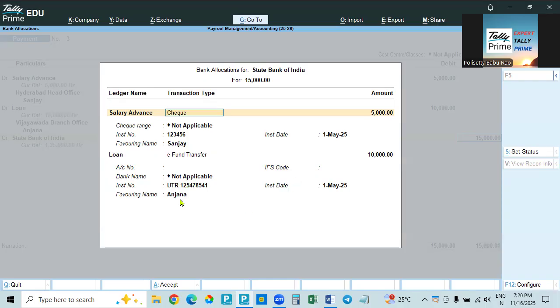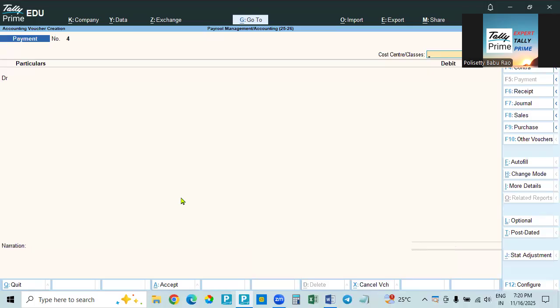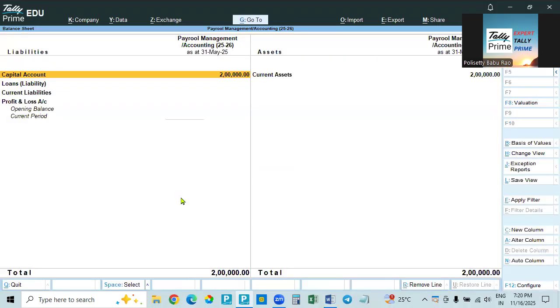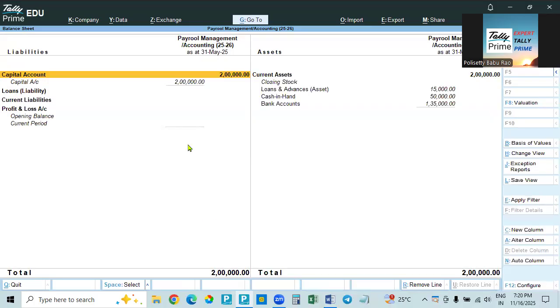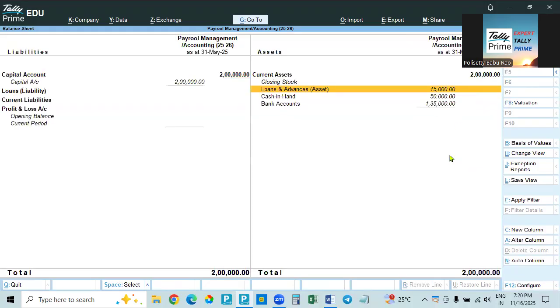Okay. So with this, this is the thing we compared, and this is done. Now the deduction will be made, because that amount is paid. Now if you go to the balance sheet with Alt F1, capital is 2 lakhs, paid into bank. Out of that, 15,000 rupees for salary advance and loan is paid, so the balance is 1,35,000. This is the balance after making the payments.